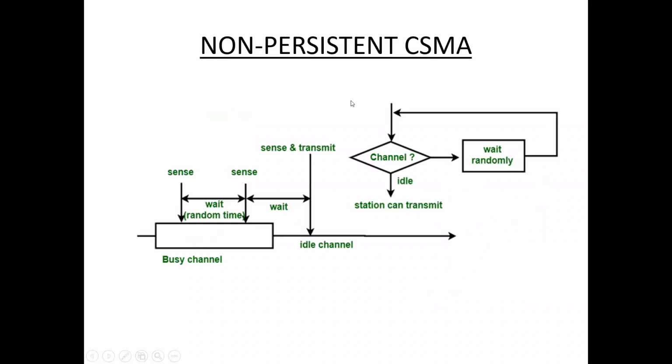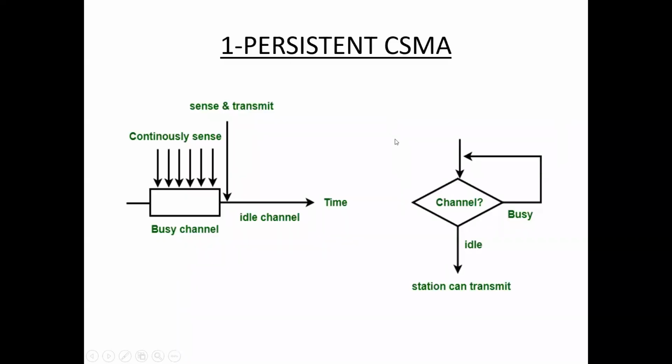Next one, non-persistent CSMA. Here, if the channel is idle, the station can transmit the data. If the channel is busy, the station waits for some random amount of time, and only then senses the channel again. In one persistent CSMA, the station does not wait any random amount of time; it continuously senses the channel if the channel is busy.